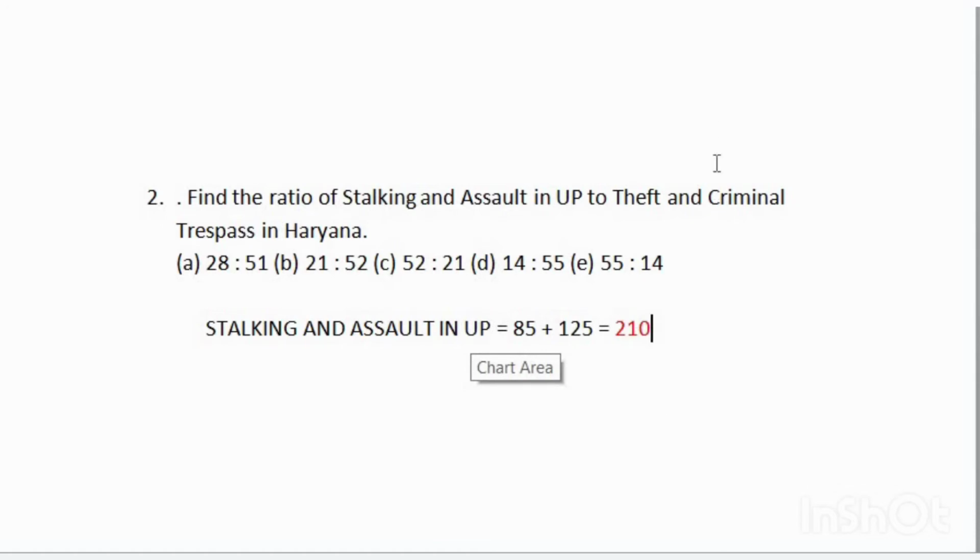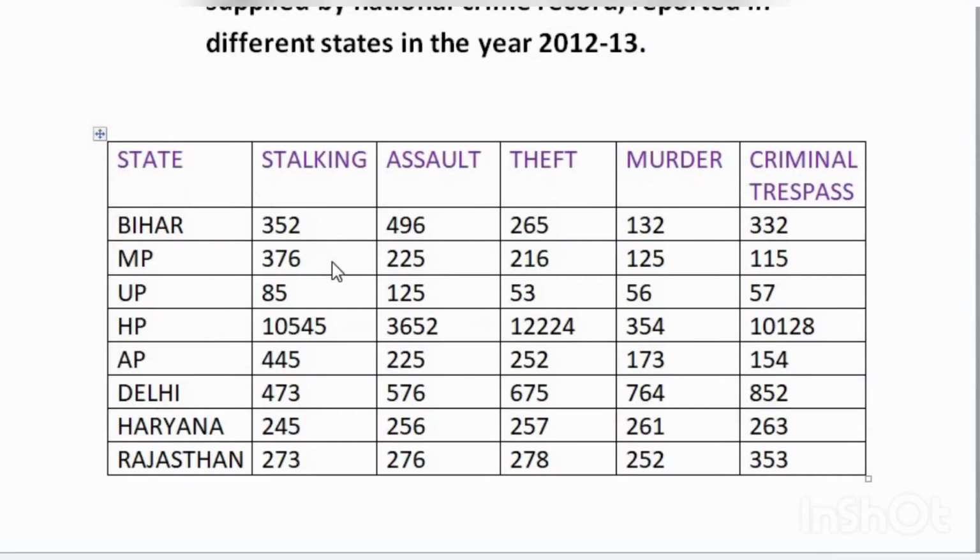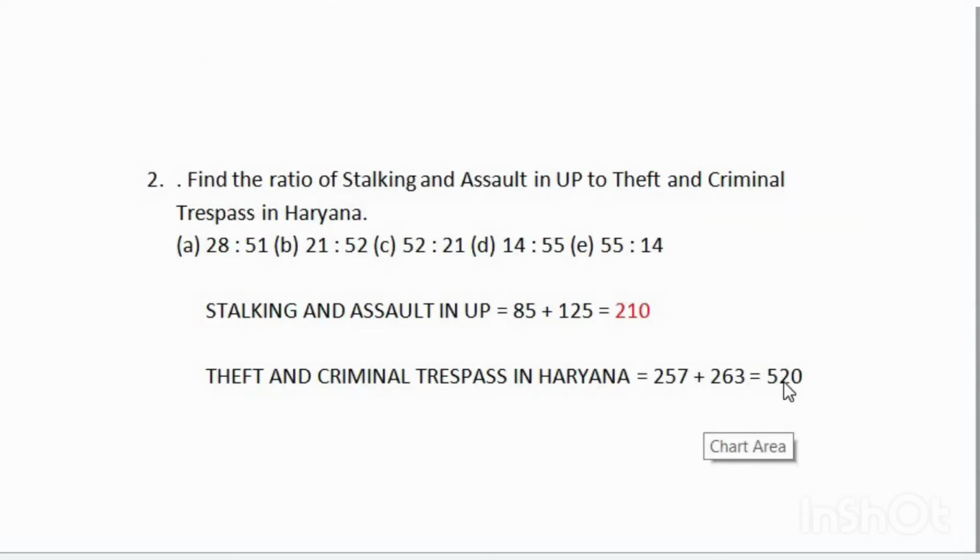Here you can see that the questions are very simple. It is simplification only. So when you know how to simplify in very less time, then this data interpretation would be more easy for you if questions like this come. Okay. So we got stalking and assault in Uttar Pradesh. Now theft and criminal trespass cases in Haryana. In Haryana, theft case it is 257 and criminal trespass is 263. So on adding 257 and 263, you will get 520.